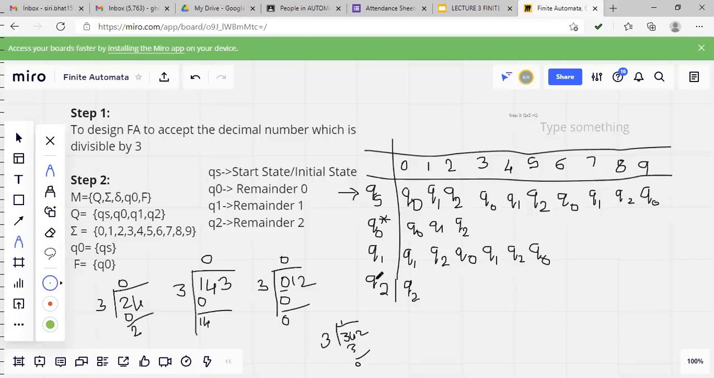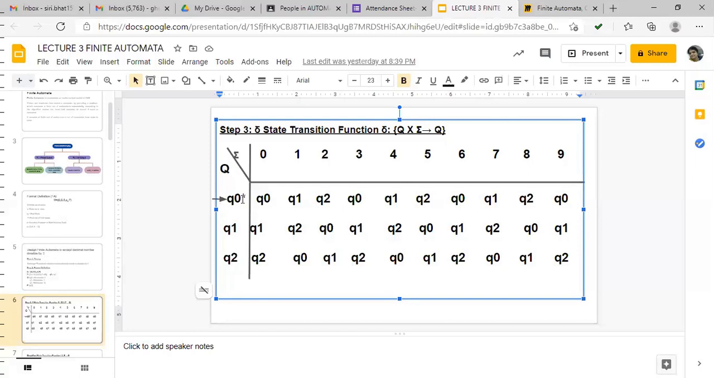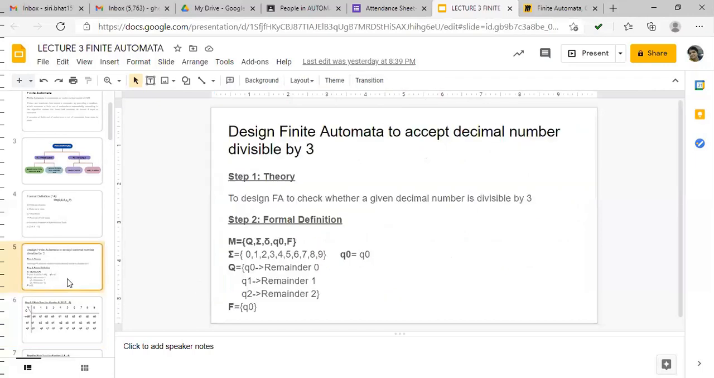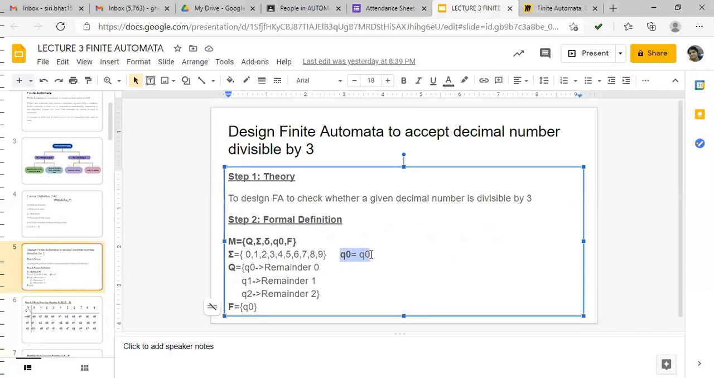If the input is a number, if the problem statement is a number system, that is decimal number, maybe binary or any other number, then you can take Q0 directly as the start state. Here I have taken Q0 directly as the start state. So what will be my Q? Q will be just Q0, Q1, and Q2. And Q0 is my initial state as well.